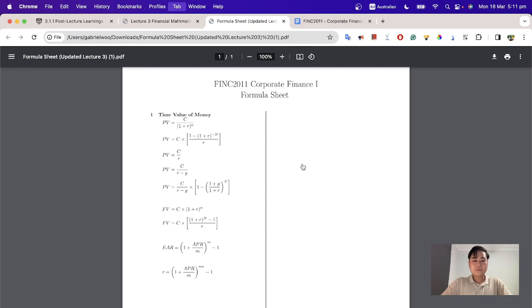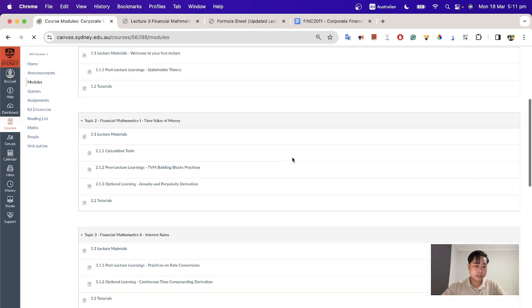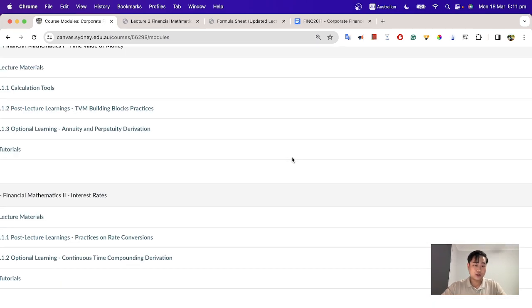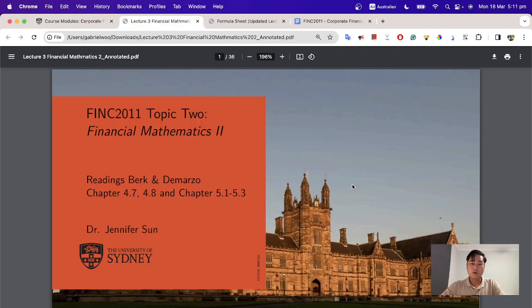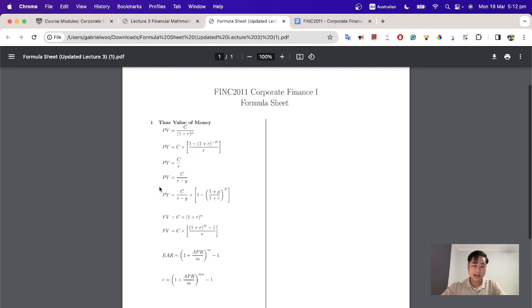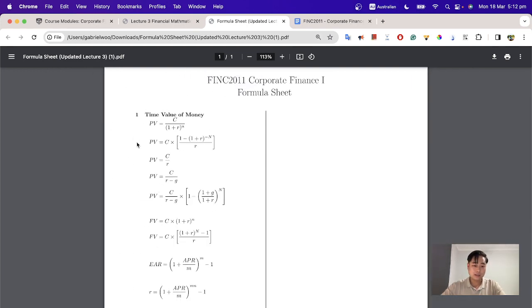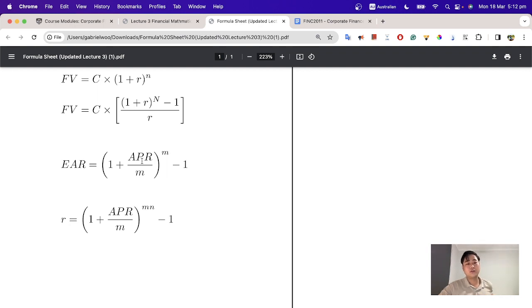So today, what we have here is week 3's content. Week 3's content is about interest rates. It is part 2 of financial mathematics. What we have here is the formula sheet. It is 1 page only so far. Last week we talked about the TVM calculations. Today we also added the effective annual rate, which takes the quoted rate and divides by the period.